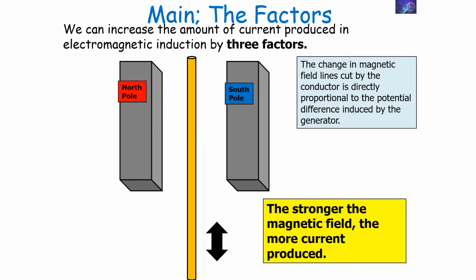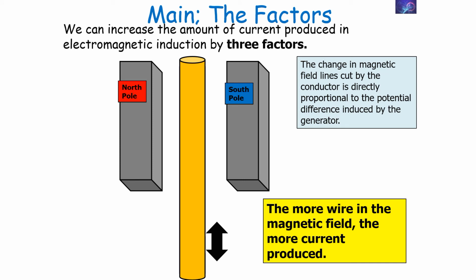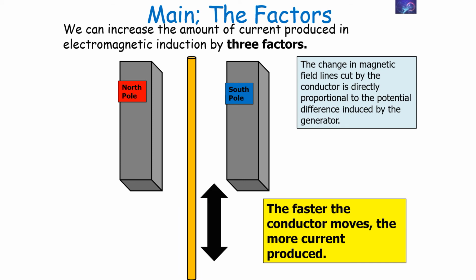So the change in the magnetic field lines cut by the conductor is directly proportional to the potential difference induced by the generator or dynamo. The stronger the magnetic field, the more current produced. The more wire in the magnetic field, the more current produced. And the faster the conductor moves, the more current produced.